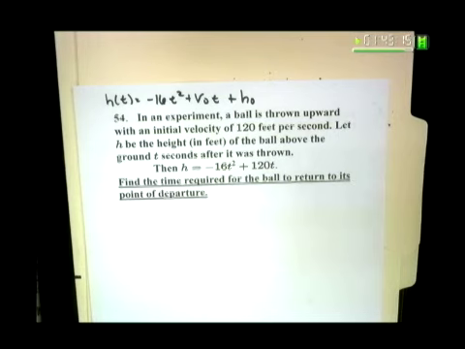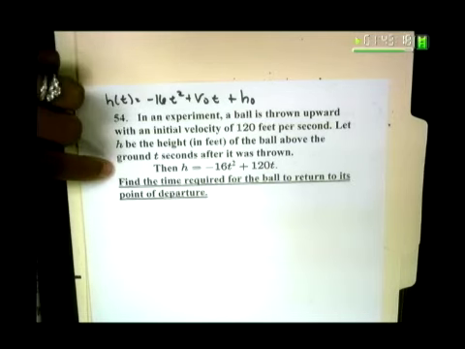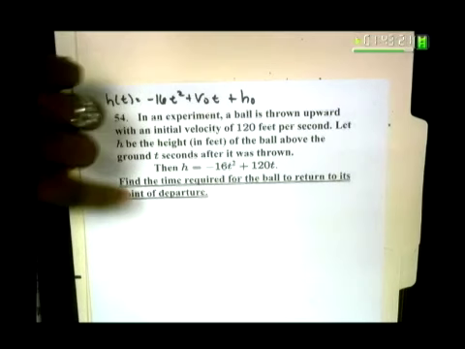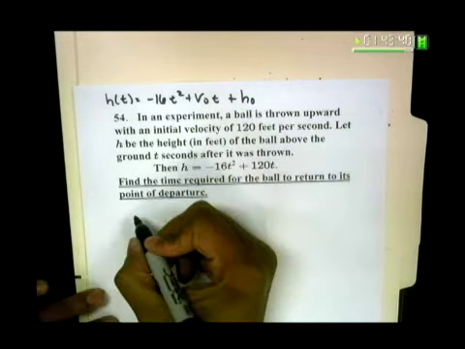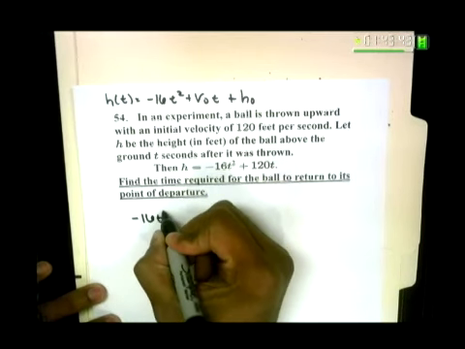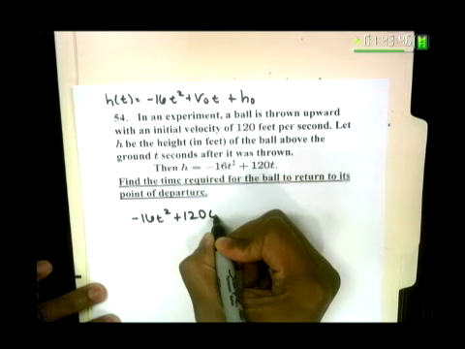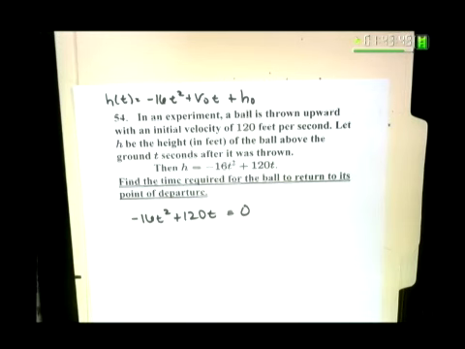It says let h be the height in feet of the ball above the ground t seconds after it was thrown, okay? Now, in this case, the initial height we're talking about is 0 because what we're looking for is the time required for the ball to return to its point of departure. Okay, so meaning we're counting 0. So if I throw the ball from this height, we're counting that as the starting height. Okay. So in order to find the time required for the ball to return to its point of departure, we're actually trying to figure out when it drops back to the starting point, so when the height is equal to what? To 0. Okay? So that's the equation we're trying to solve, when h is equal to 0.